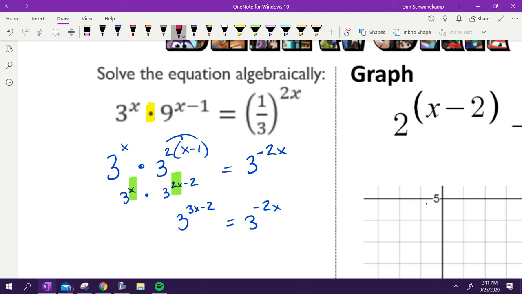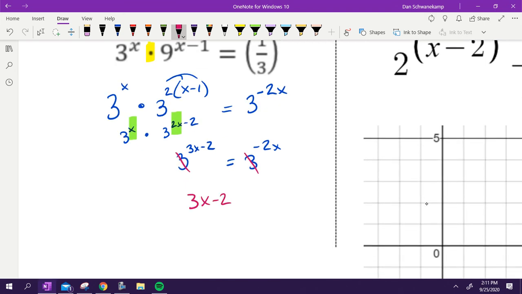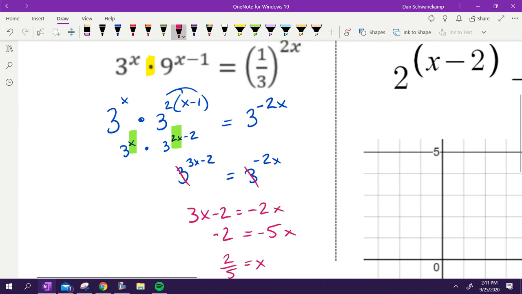Then it's easy. Cancel, cancel. 3x minus 2 is -2x. Subtract 2x or 3x. Divide by -5. 2/5 is my x. Rewriting each side to be the same base was helpful. That's what we needed to do there. Questions on that set?